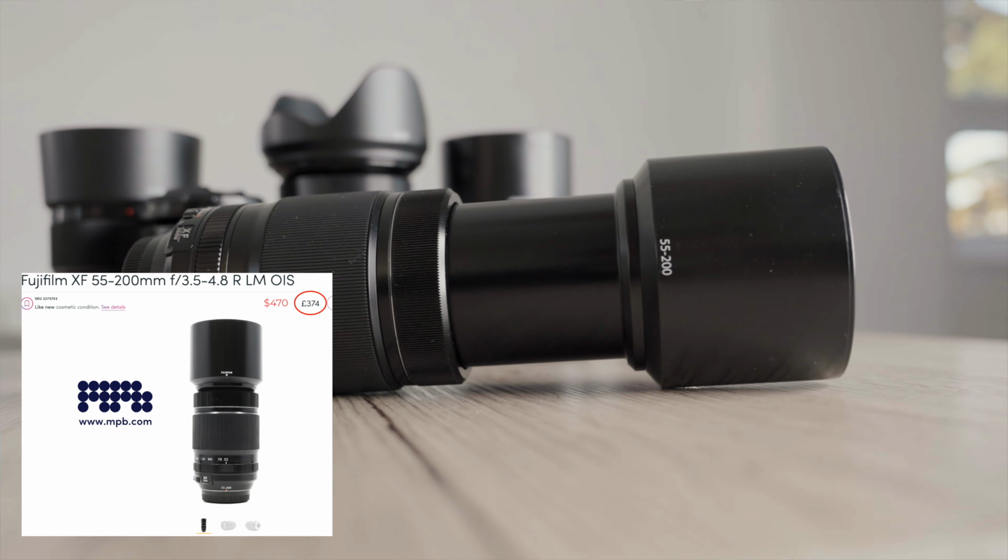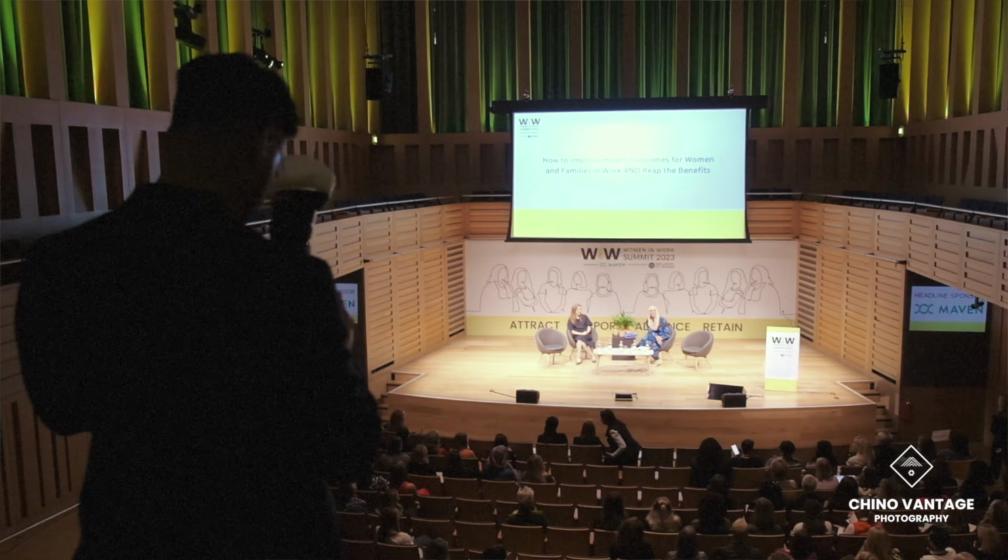Personally, I use the 55-200mm by Fuji, which is like a 70-300mm equivalent in full frame. Coupled with my Fuji's crop sensor, this setup gives me enough reach for most of my events.